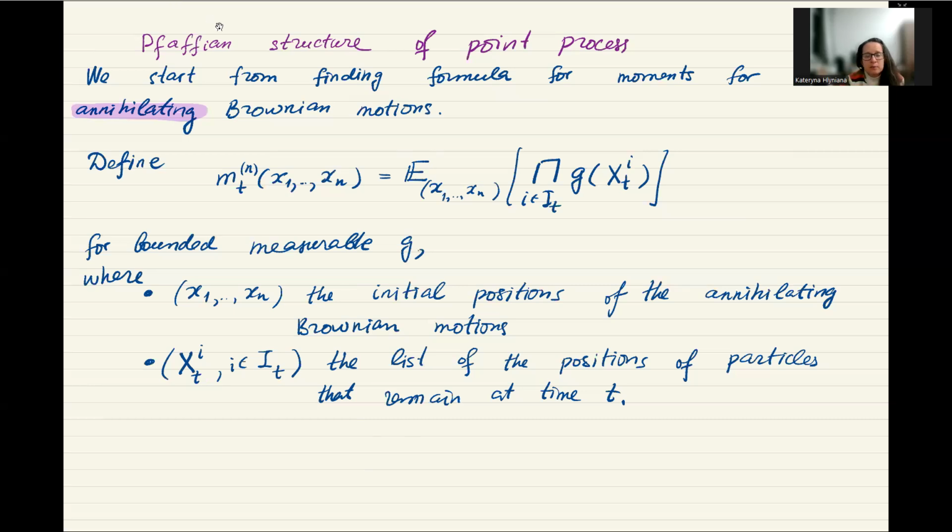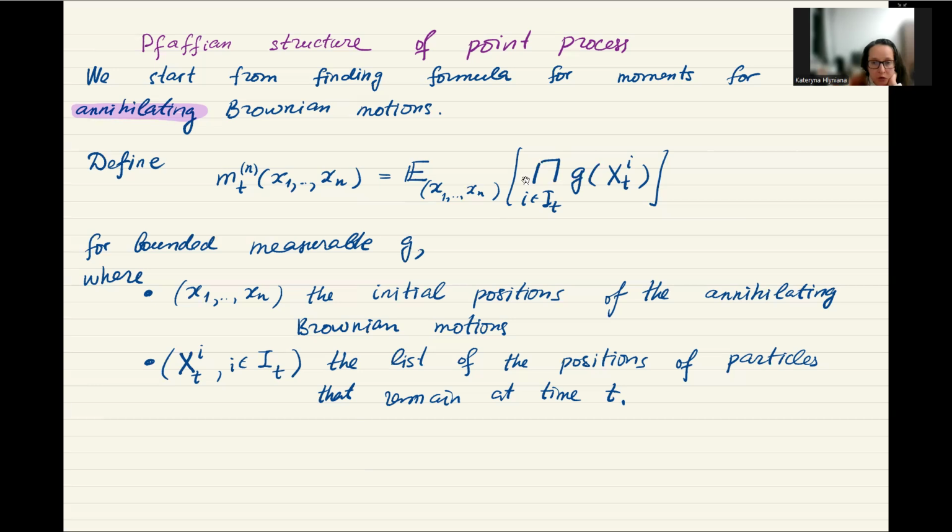And we will find a Pfaffian structure for such a system. To do this, we will start first not from endpoint densities, but from such product measures or product moments. This is slightly different from what we discussed yesterday, but here you can understand easily what we have.